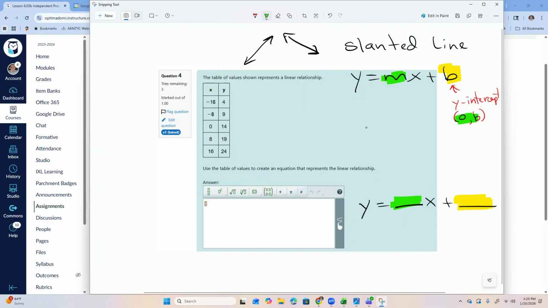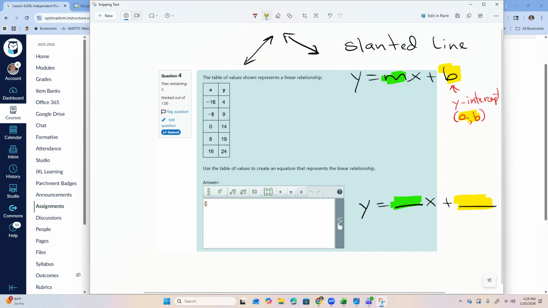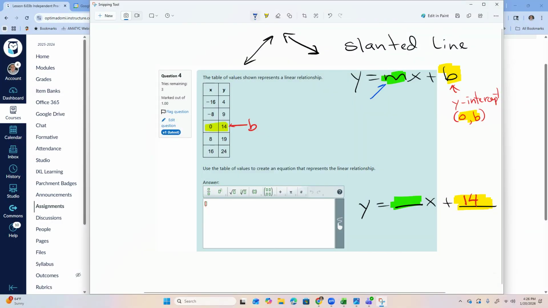So what you're gonna do, let me use the right color, yellow, is look at this table and find a row that starts with 0. You can see it's right here in the middle. So this number here, the 14, is my b. So I'm gonna put 14 here. Now I'm gonna find the m, the number highlighted in green, and that's called the slope.